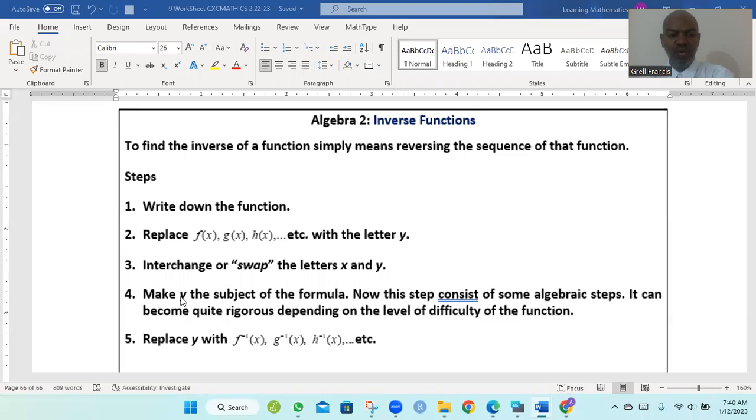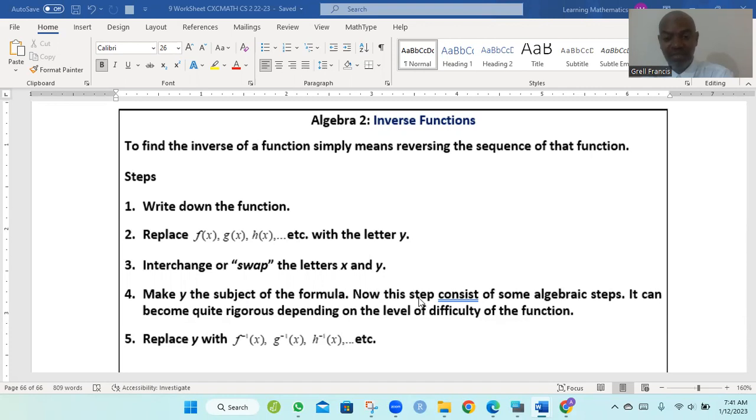Step number 4, you make y the subject of the formula, or the subject of the function, if you want to put it that way, or the subject of the equation. You make y the subject. That means to get y by itself. So now this step consists of some algebraic steps. It can become quite rigorous depending on the level of difficulty of the function. So you're going to make y the subject, meaning get it by itself. It could be on the left side or it could be on the right side. It does not matter. Once it is by itself, with an equal sign in the middle.